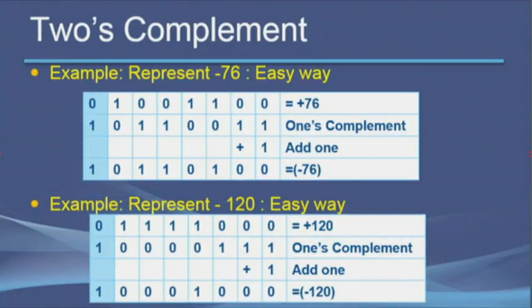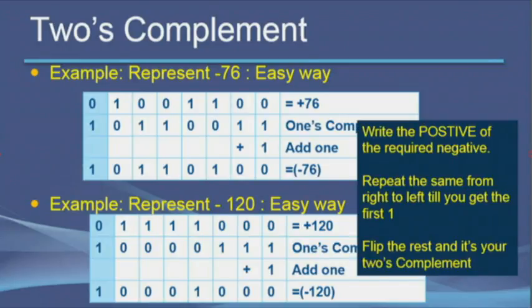Okay, let's consider an easier way to get this 2's complement rather than doing the 1's complement and adding 1. Is there an easy way to do this? There is. What you have to do is write the positive of the required negative and repeat the same from right to left until you get the first one. Be careful with that, until you get the first one. Then you repeat up to that, flip the rest of the binaries, and you will get the 2's complement. For example, here you can see in plus 76, 0, 0 and 1 until the first one.